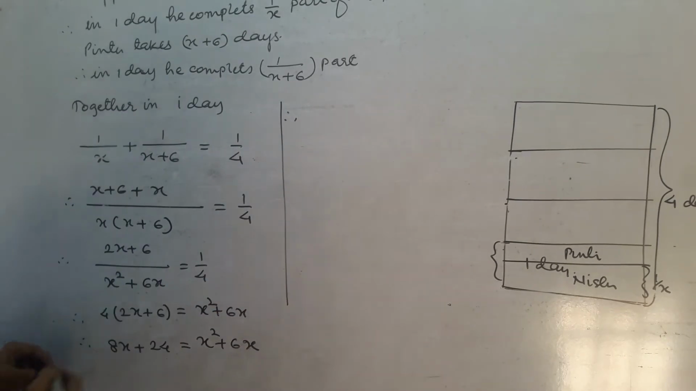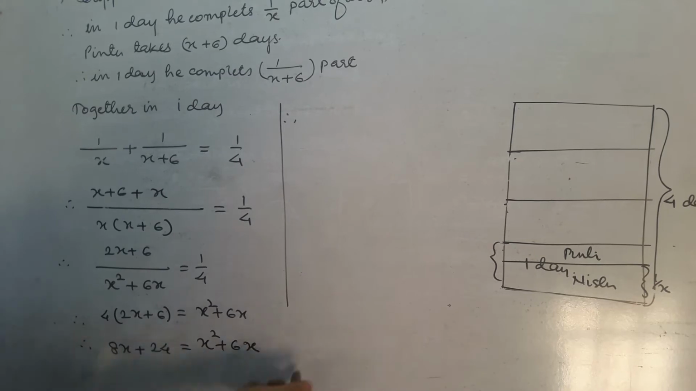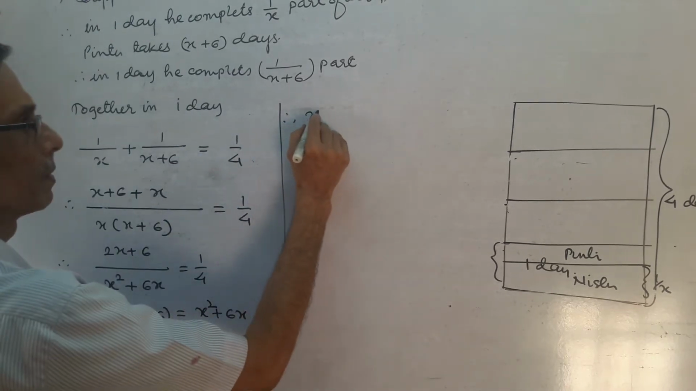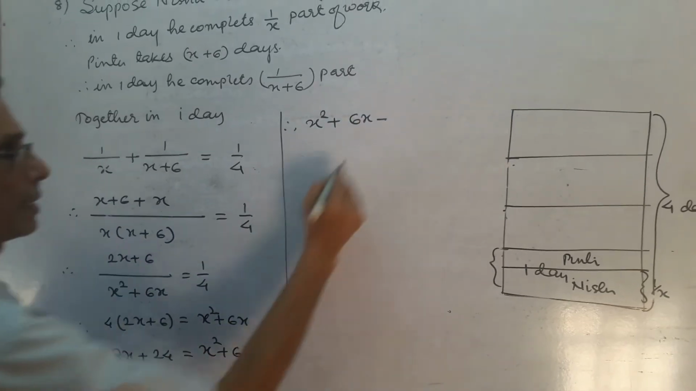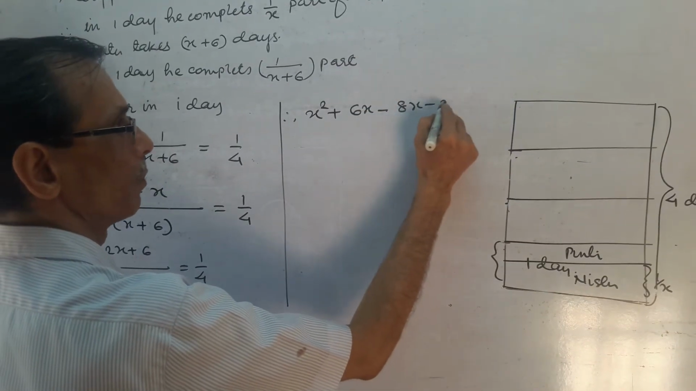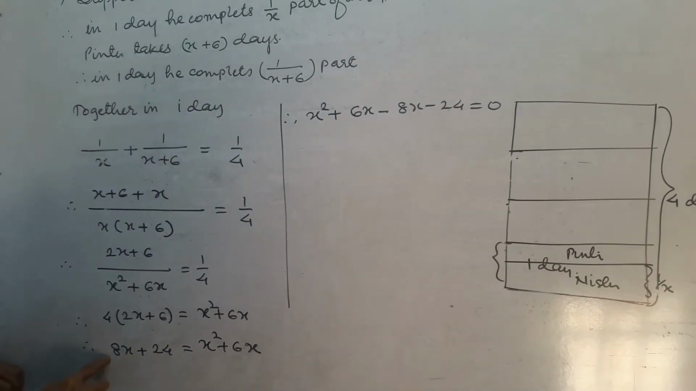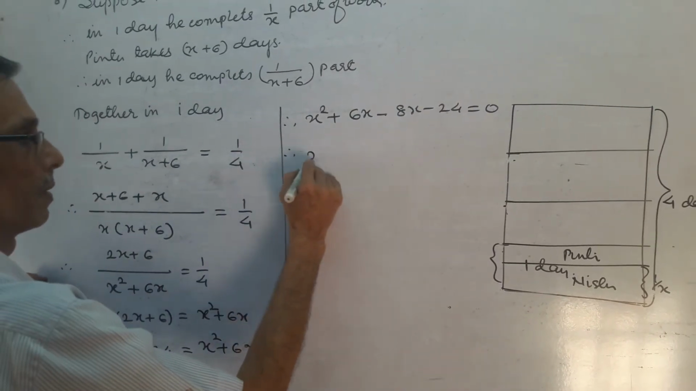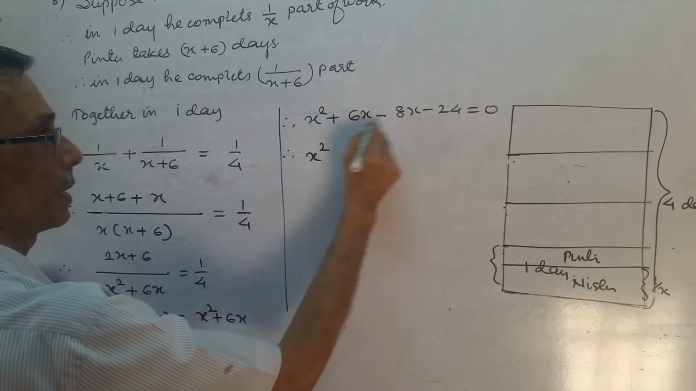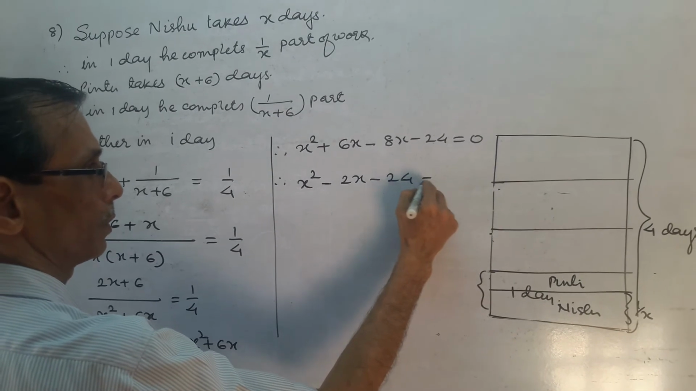And therefore let us write it in general form. X square plus 6X, let us keep as it is, and let's take these two terms to that side. Therefore X square plus 6X, this will become minus 8X minus 24, and that side will be 0. Plus 8X and plus 24 we have taken to that side, so they both will become negative. Take note of this. Therefore X square plus 6X minus 8X, so minus 2X minus 24 equal to 0.